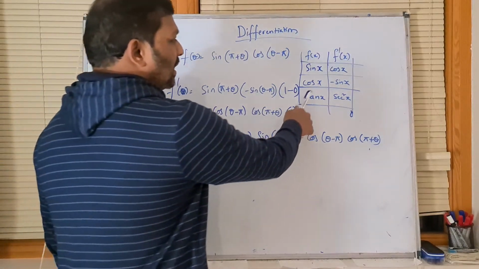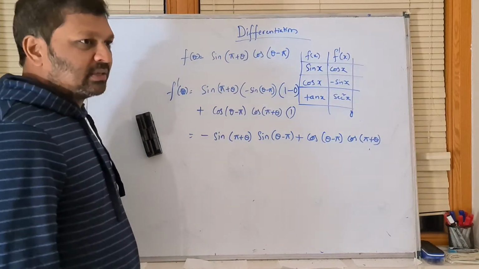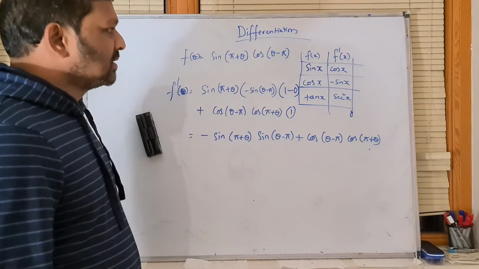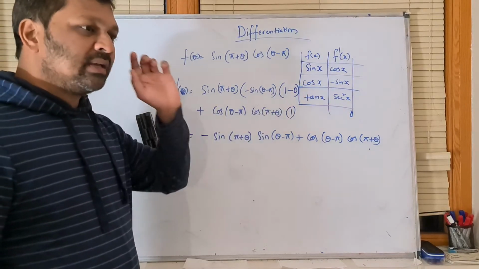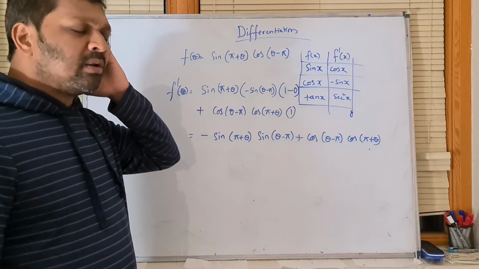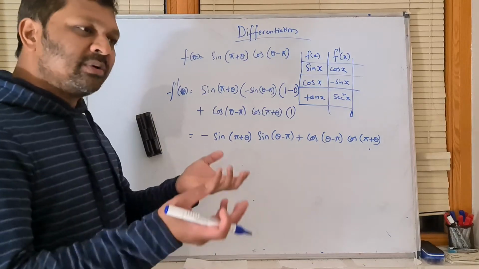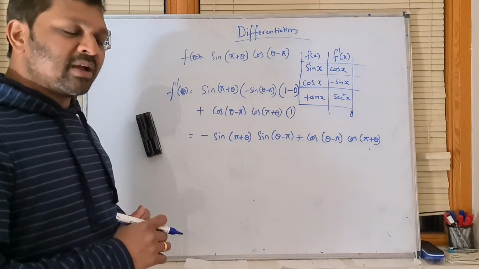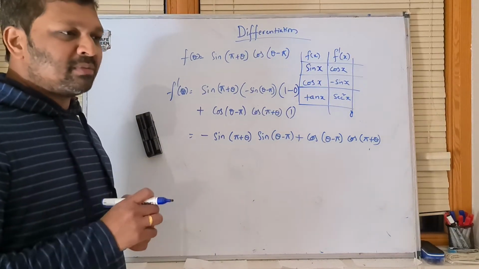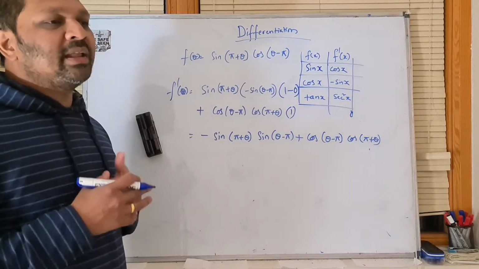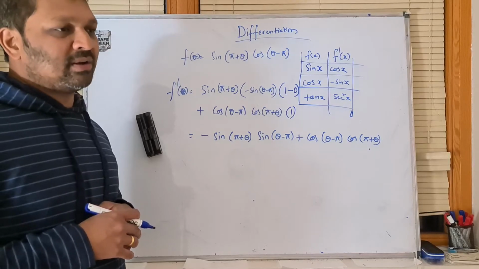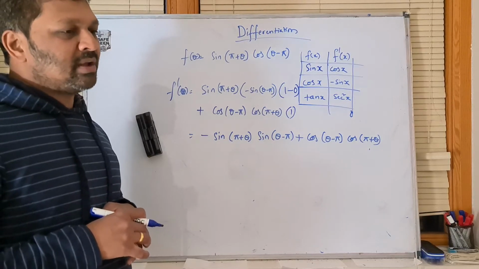This is the one table that you need to remember. Sin x differentiation is cos x, cos x differentiation is minus sin x, and tan x gives secant squared x. Secant x is the one that you derive, similarly cosecant x also you have to derive. You don't have to remember those formulas. Mainly these are the three formulas. The other formulas you can derive yourself.